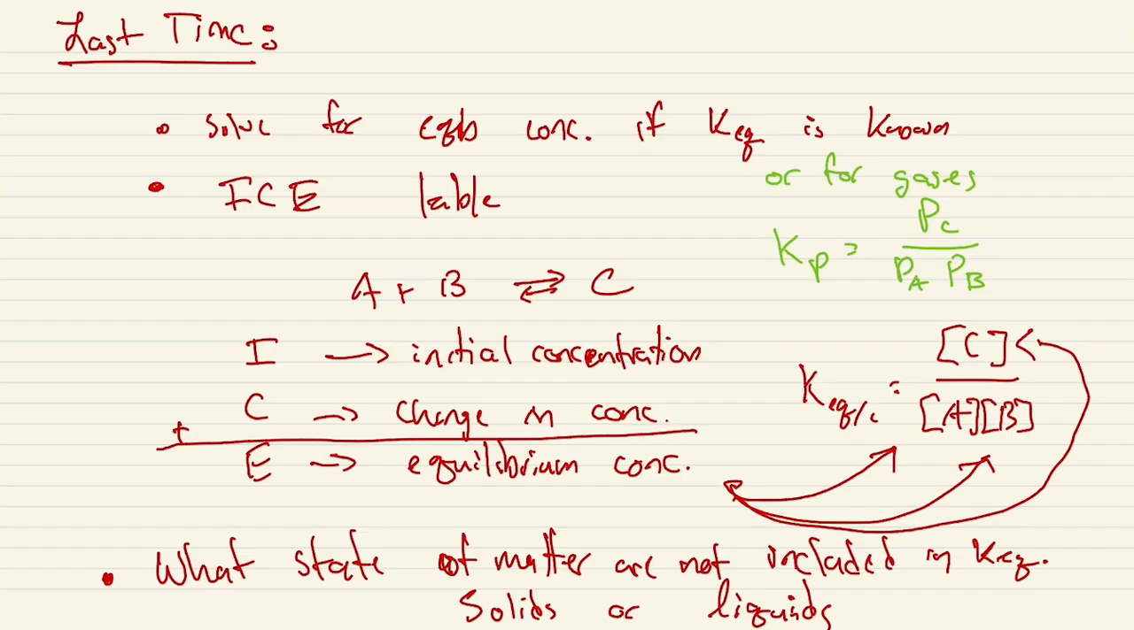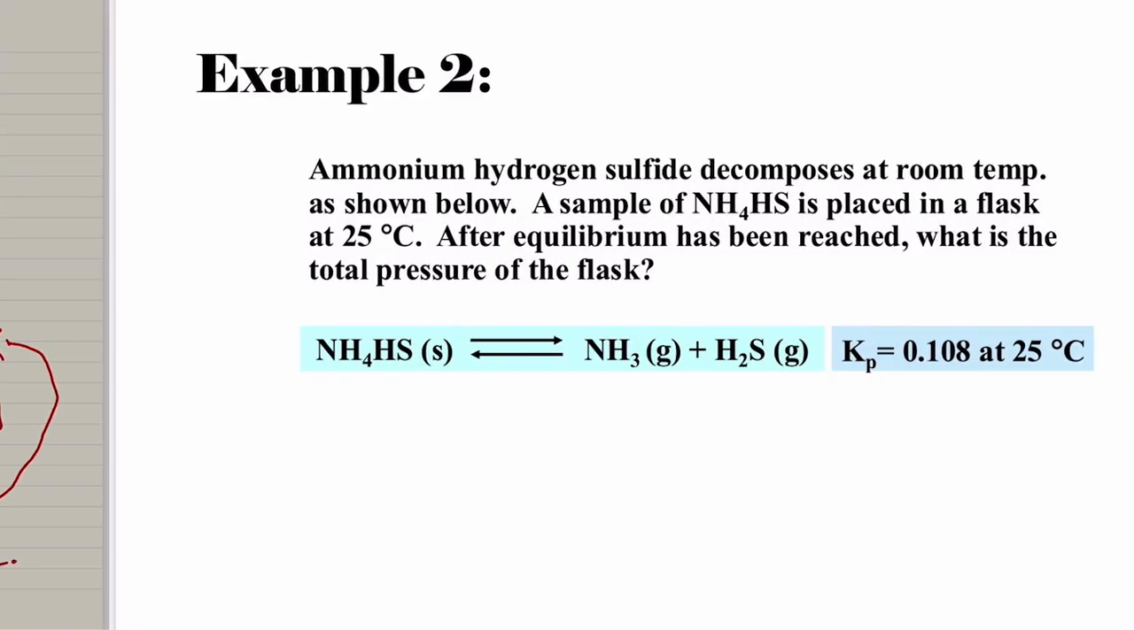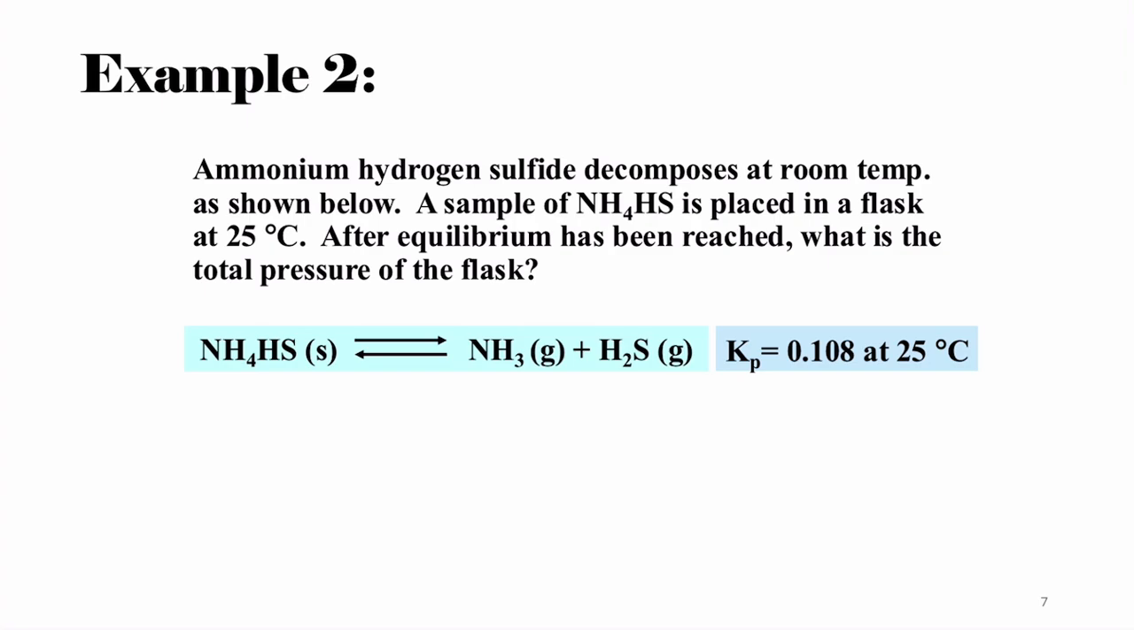All right, so that's what we include in our equilibrium constant. Okay, so here we have an example of hydrogen sulfide that decomposes at room temperature. It's placed in a flask at 25 degrees, and the question is what is the total pressure in the flask when we allow this to happen, right? So think about the different states of matter, your expression for Kp here, and then how you are going to use that to solve for the total pressure.